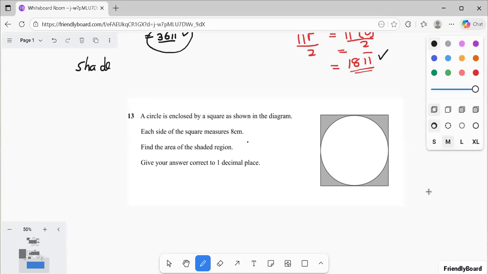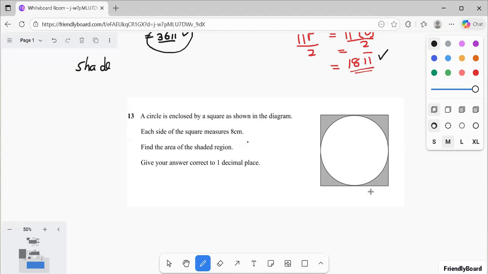So this question reads, a circle is enclosed by a square as shown in the diagram. Each side of the square measures 8 centimeters. So they're saying each side of the square. You can see the square is the shape that is the outer shape or the larger shape there, that's the square.